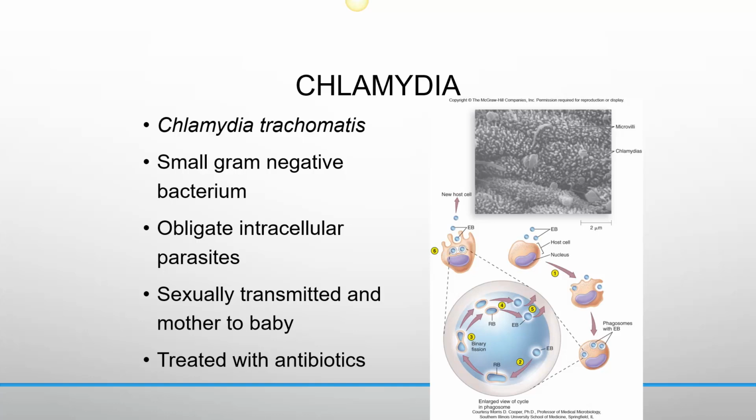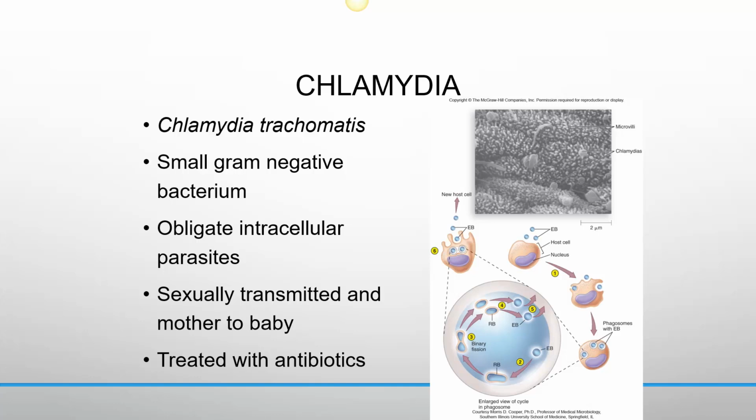So the elementary body, or the EB, is small, super resistant to environmental stresses, and this is the infectious form. So this is the form that's going to bounce from one person to the next. When it gets inside of your cells and it infects the cells of your reproductive tract, it's going to convert itself into a reticulate body, an RB. And that RB is susceptible to antibiotics, but it's safe inside of your cells.